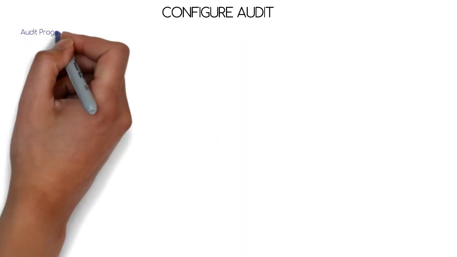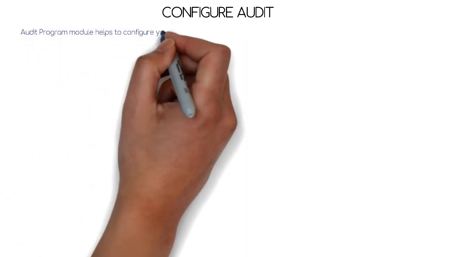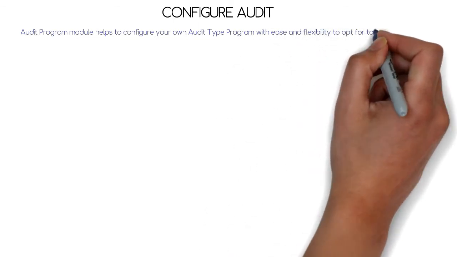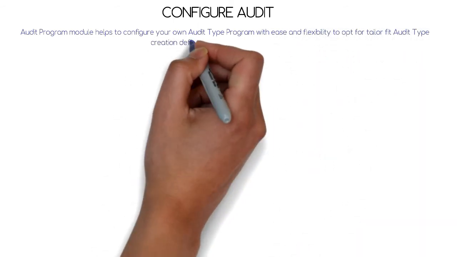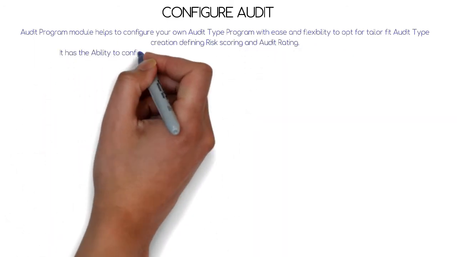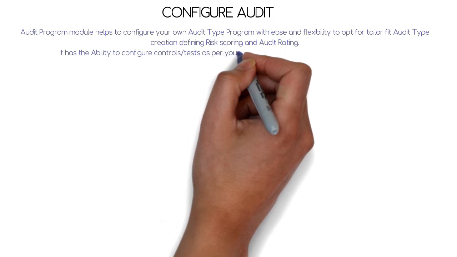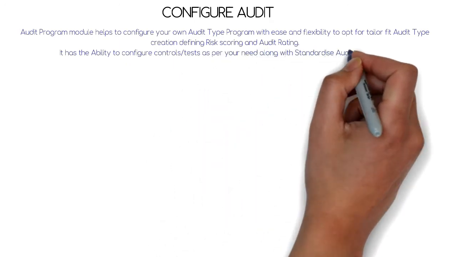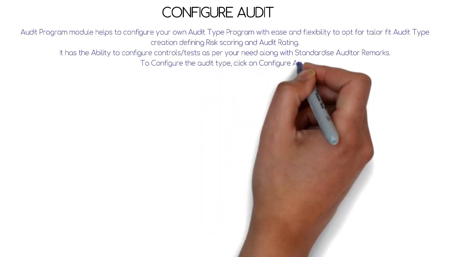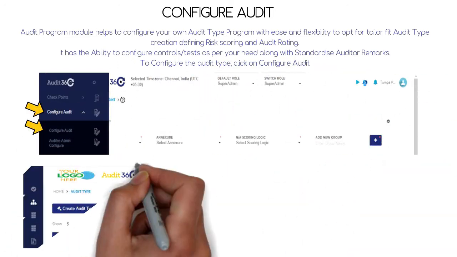The Audit Program module helps to configure your own audit type program with ease and flexibility to opt for tailor-fit audit type creation, defining risk scoring and audit rating. It has the ability to configure controls or tests as per your need, along with standardized auditor remarks. To configure the audit type, click on Configure Audit.